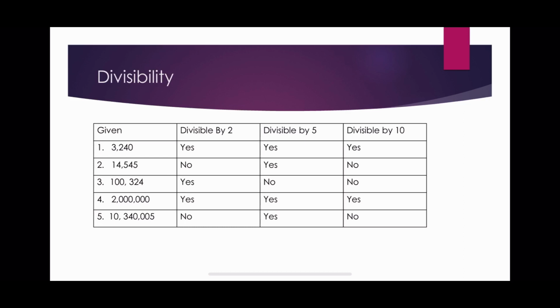10,340,005 is not divisible by 2 because it ends with 5. It is divisible by 5? Yes, because it ends with 5. And it is not divisible by 10 because it does not end with 0. So I hope these exercises help you understand the divisibility rules for 2, 5, and 10.